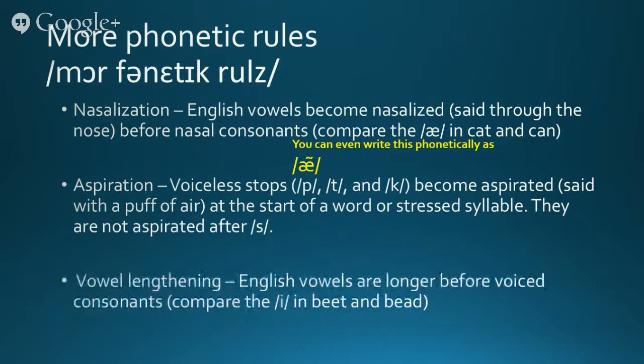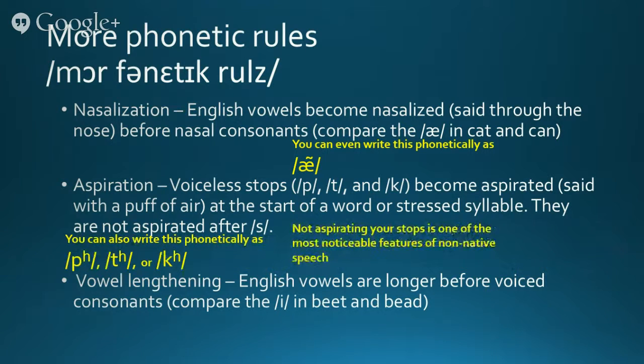Vowel lengthening. English vowels are longer before voiced consonants. So if you say beat and bead, you'll notice that beat is very short, but bead is much longer. This is the way you can distinguish between a lot of English words that are otherwise harder to distinguish. Like someone who writes is a writer, but someone who rides is a rider. Oh, and you can also write that aspiration phonetically with that little superscript h. It's one of the most obvious things you find in non-native speech.